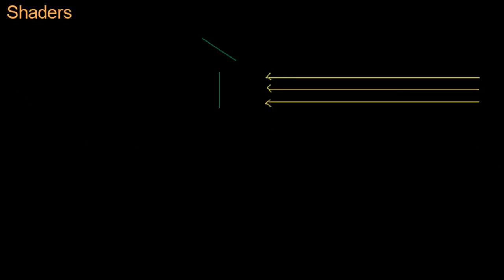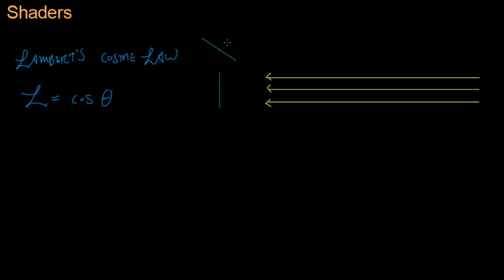So in formal terms, this is called Lambert's cosine law. And it is that the intensity of light on a surface is equal to the cosine of theta. And let's take a look at what theta is.